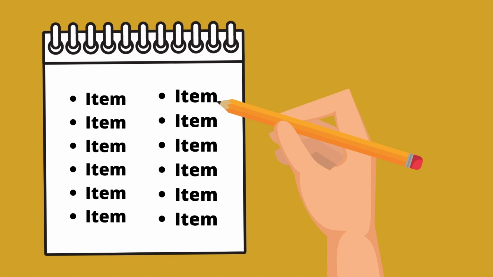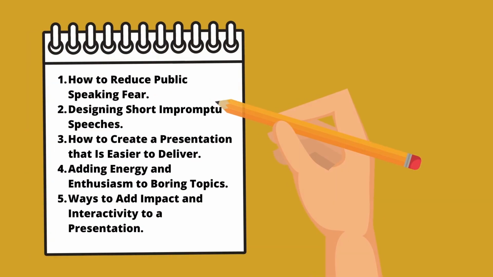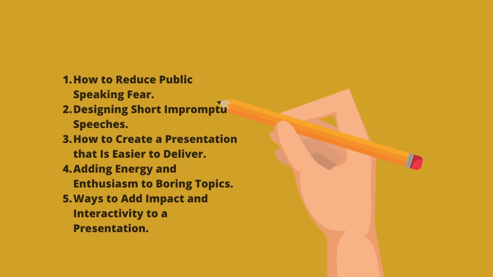The list that I created, I still remember it, even though it was 20 plus years ago when I created the first iteration. The very first thing was how to reduce public speaking fear. The second one was how to design short, impromptu speeches, something that terrifies a lot of people. The third thing was how to create a presentation that is easier to deliver, because if you create a great presentation, it's going to help you reduce public speaking fear. The fourth one was how to add energy and enthusiasm, which is really important, especially as the presentations get longer. And finally, the fifth thing was ways to add impact and interactivity to the presentation, the really elite things that great speakers do.